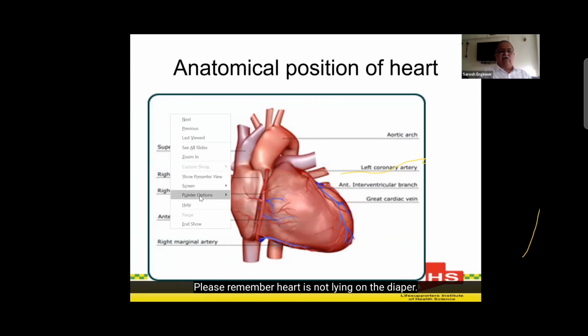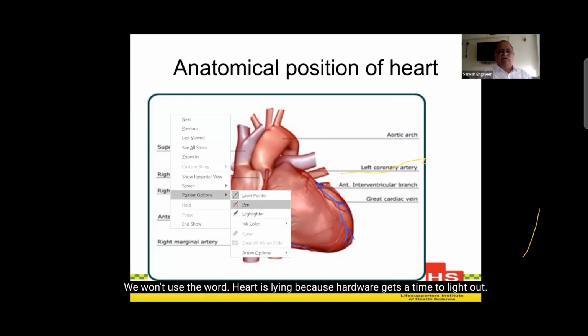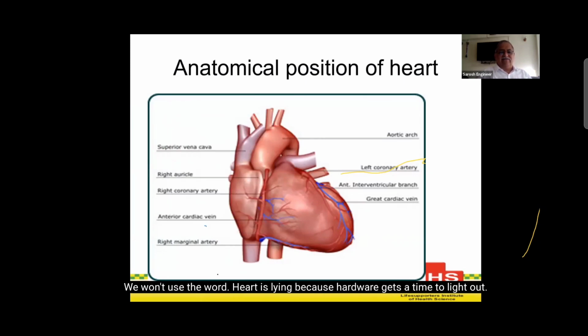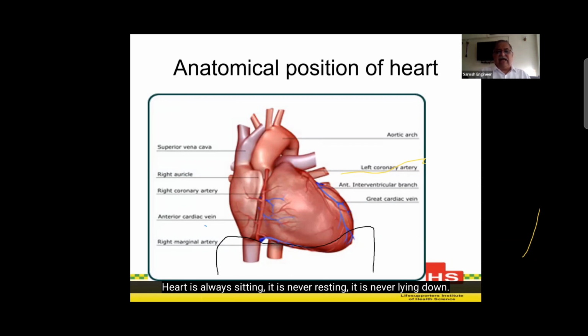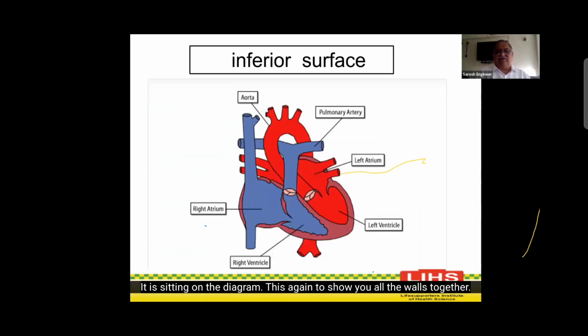Please remember, the heart is not lying on the diaphragm. We won't use the word lying, because the heart never gets a time to lie down. Heart is always sitting on the diaphragm. Because if the heart will ever go to sleep, we will be dead in a few seconds. So the heart is always sitting. It is never resting. It is never lying down. It is sitting on the diaphragm.